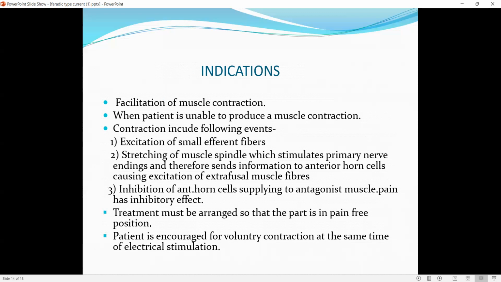Pain has an inhibitory effect. Treatment must be arranged so that the part is in a pain-free position. The patient is encouraged to perform voluntary contraction at the same time as electrical stimulation.